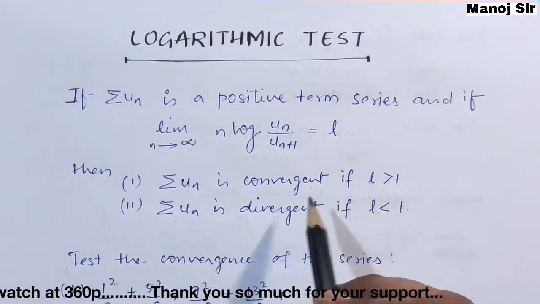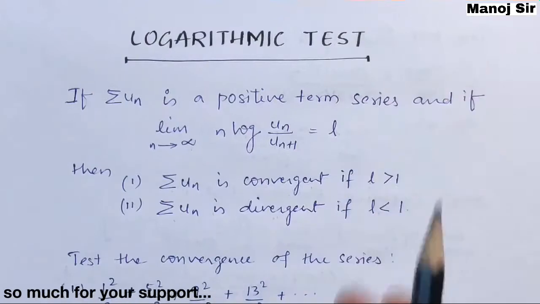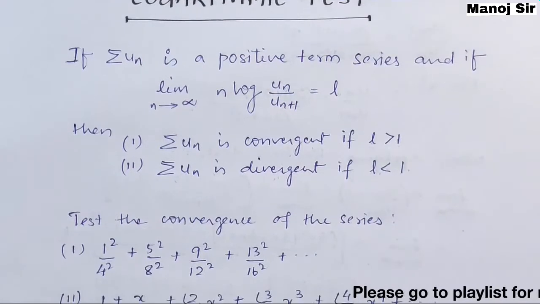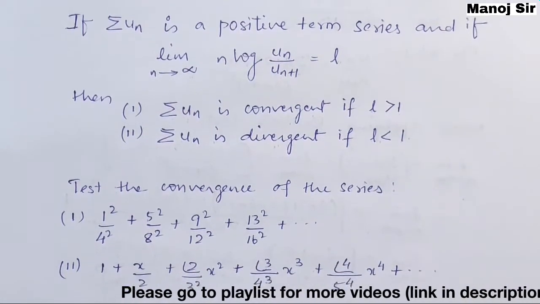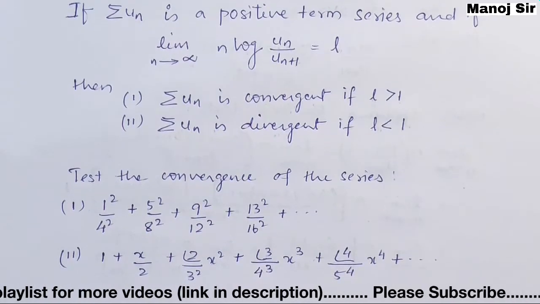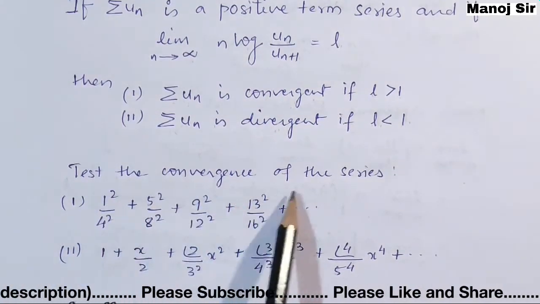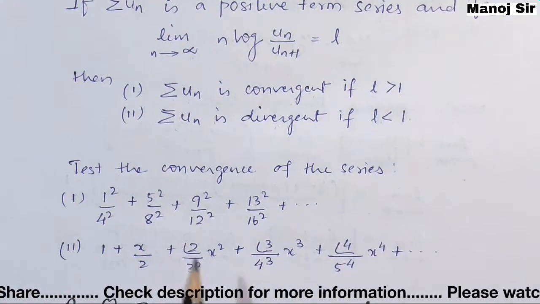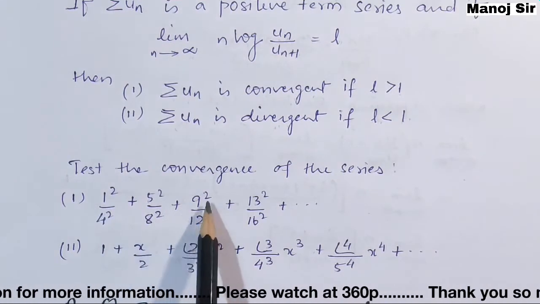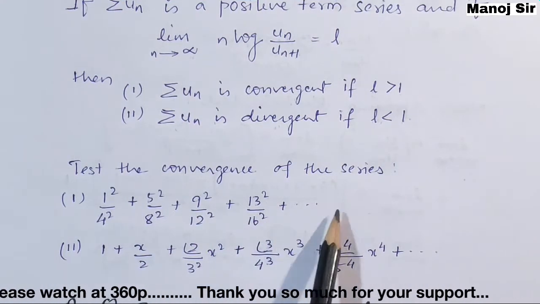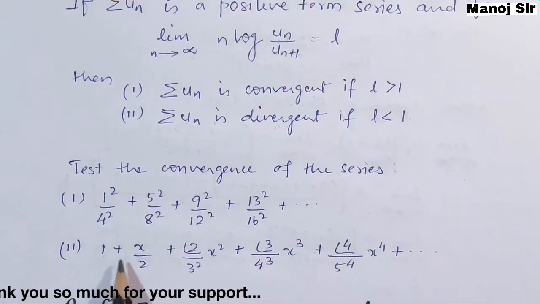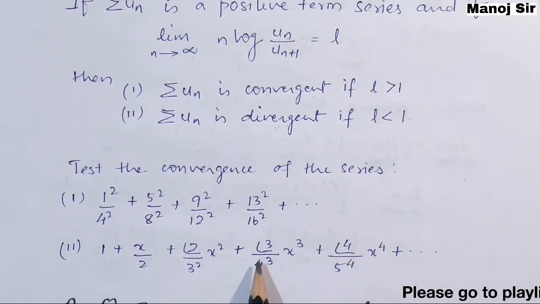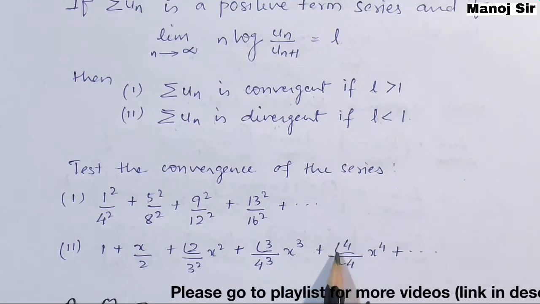Now, we will see what questions we are going to solve. There are two questions that we will solve in this logarithmic test. First is this series and second is this series. The first is 1 square upon 4 square plus 5 square upon 8 square plus 9 square upon 12 square plus 13 square upon 16 square plus dot dot dot. The second series is 1 plus x upon 2 plus factorial 2 upon 3 square x square plus factorial 3 upon 4 cube x cube plus dot dot dot.